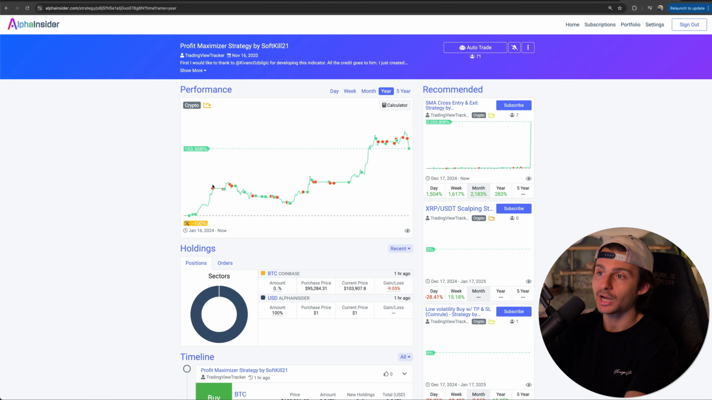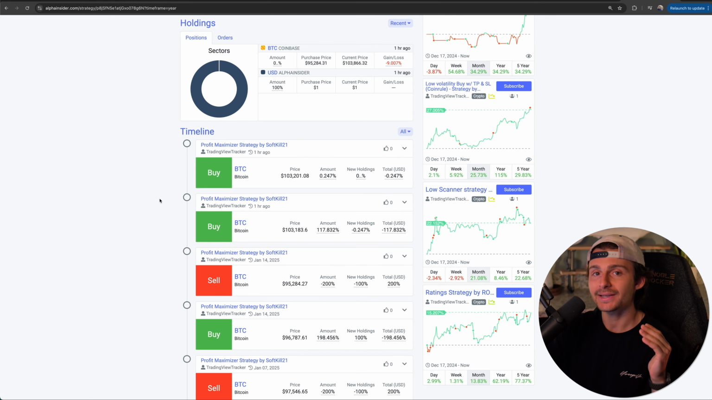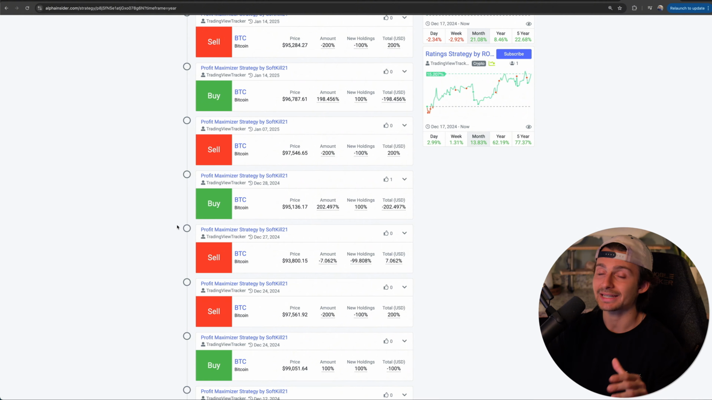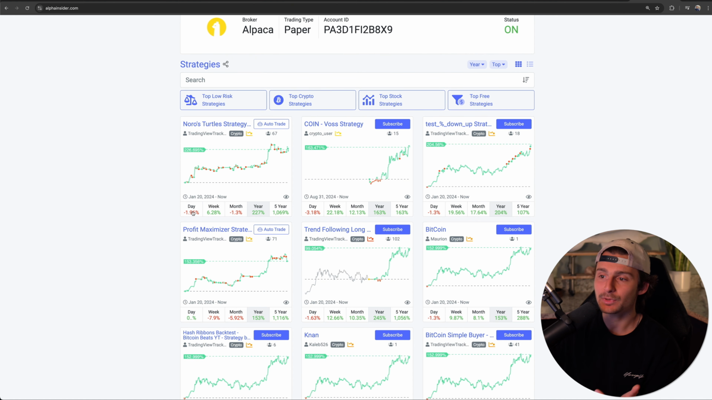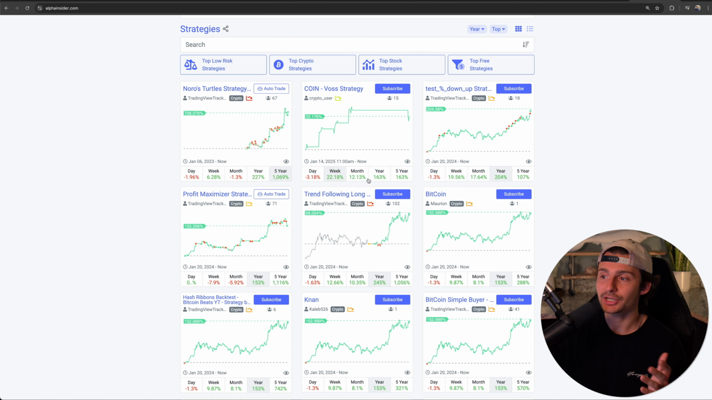So when I click into this profit maximizer strategy right here, you'll see the timeline, and every single trade on this platform is recorded through real-time Polygon data feeds, which means you can see how the strategy works in a live trading environment, which is much more accurate than backtesting. So we're able to see real tracked historical performance data, and we can easily hover through different time frames to quickly see percentage returns over different time periods and compare strategies very quickly.